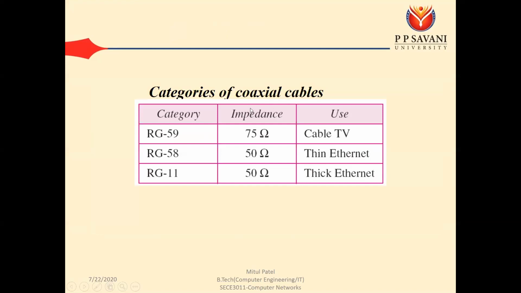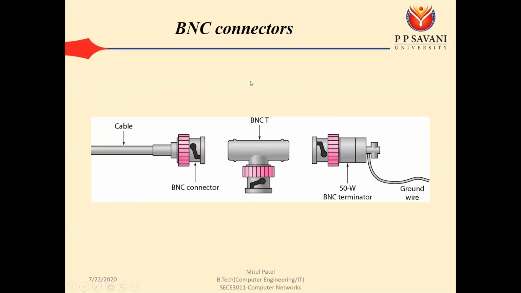Different categories of coaxial cable are RG59, RG58, RG11. RG59 is used in cable TV. For thin Ethernet we are using RG58. For thick Ethernet we are using RG11. Different connectors, that is the BNC connector.